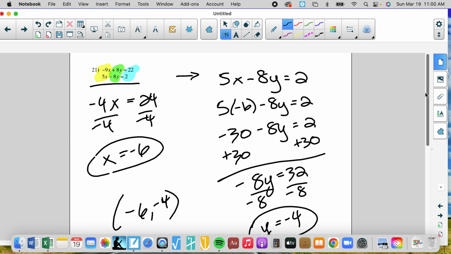Let's check the top equation. -9 times -6 gives me +54. 8 times -4 is -32. 54 and 32 gives me 22, and it equals that. That worked out. That was my check. Okay.